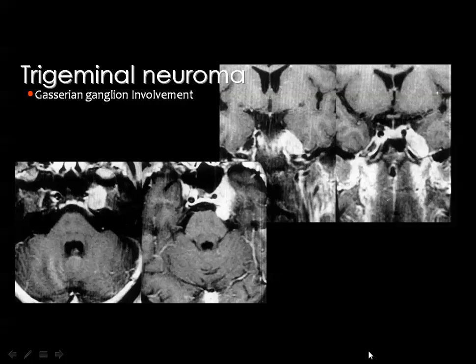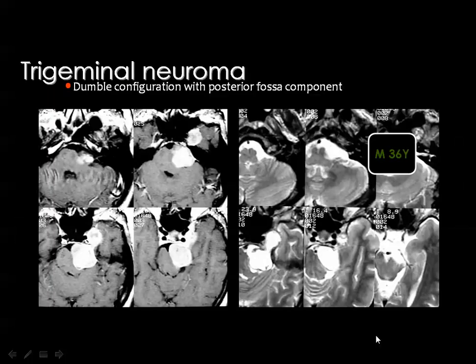There are some points here to be mentioned to differentiate between meningioma and parasellar trigeminal neuroma. The first is involvement of the Gasserian ganglion, meaning that the lesion is a neuroma. The Gasserian ganglion is a low signal structure present in the Meckel's cave posterior to the cavernous sinus. This is the normal Gasserian ganglion here, and here you can see that the ganglion is no more seen. It is involved by this mass, and this is a supportive sign of the diagnosis of trigeminal neuroma.